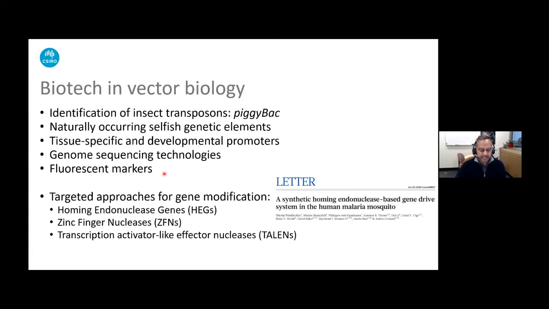More recently, there has been a lot of targeted approach for gene modification. So you can do precise genome engineering to either modify a single base or single nucleotides or a small part of the gene. And this can be done using homing endonuclease genes, zinc finger nucleases, and something known as TALENs. I won't go into detail about this, but what I want to bring forward is the point that these technologies do exist and they have been trialed in mosquitoes to modify their genome.